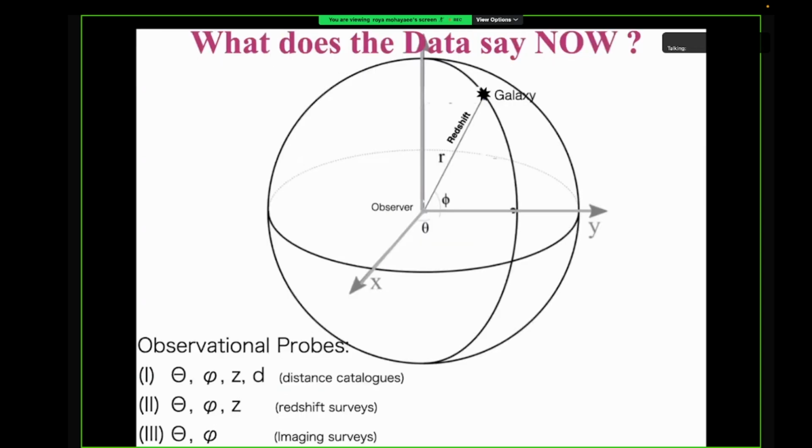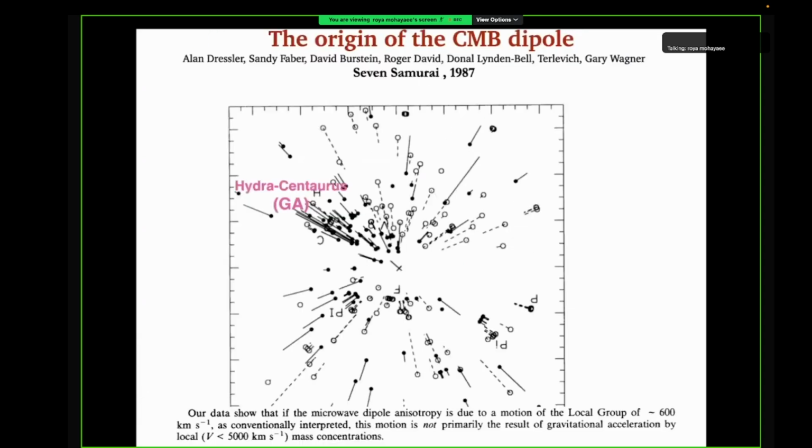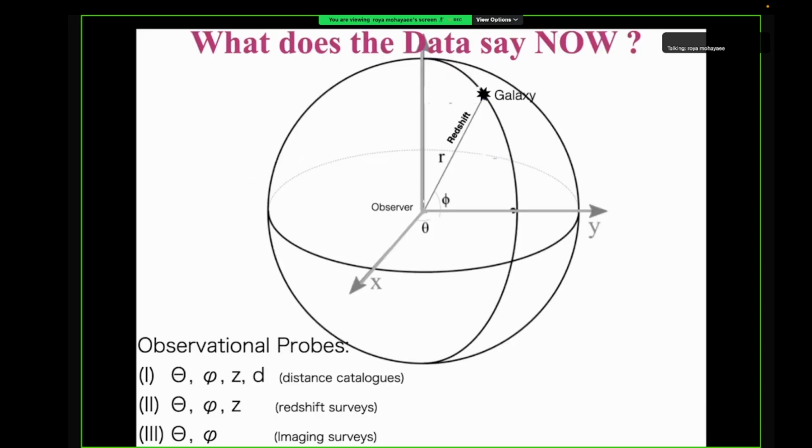So how can we know where the origin of this dipole is? What is the state of the art now? Because the Seven Samurai paper I showed you is from 1987, and since then we have had many observations. And here, to answer this question, what is the origin of the CMB dipole, I'm going to look at three types of observations.